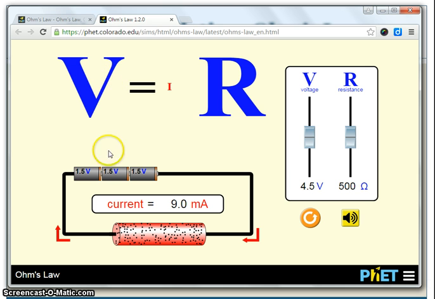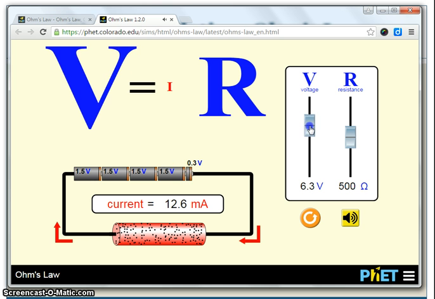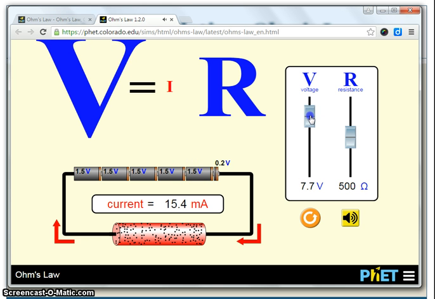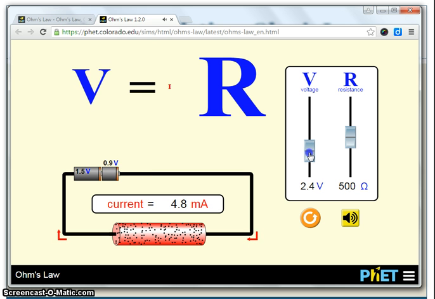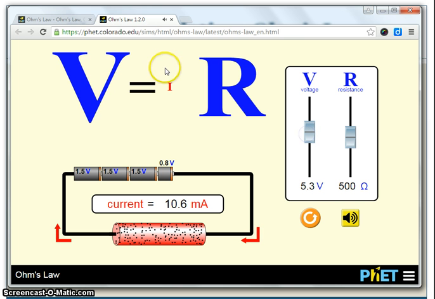You can see here we have a certain number of batteries, and you can adjust and make it more batteries, and you can see the V goes up. If you make it smaller number of batteries, the V goes down, but at the same time the current in the circuit is also changing. The electrical resistance in this case isn't changing, but if you increase the voltage, you see that the current increases.